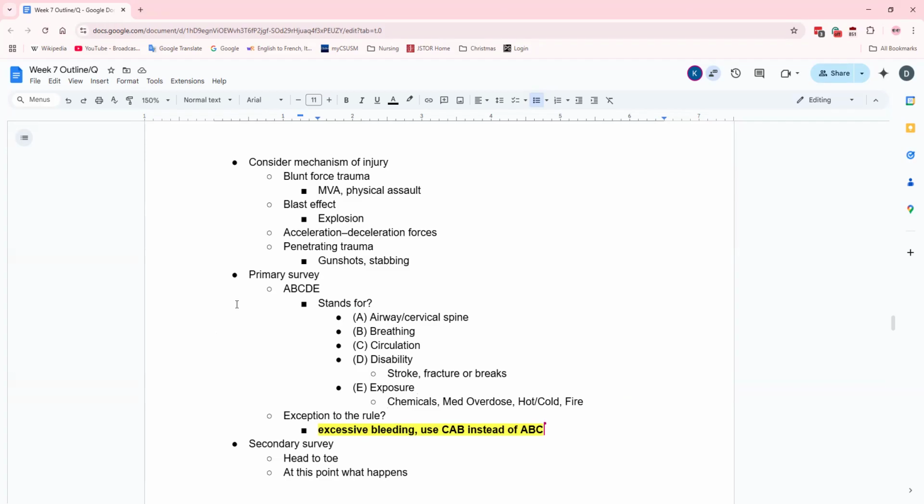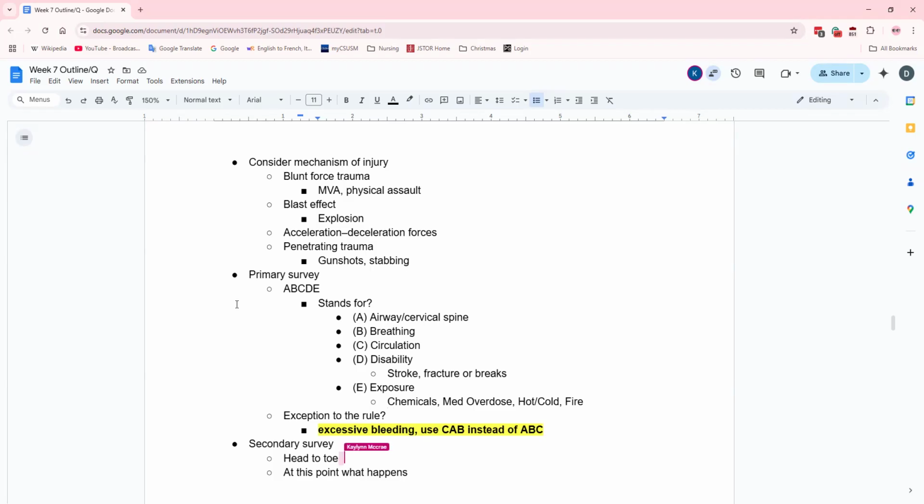So when they're excessively bleeding, we need to stabilize the bleeding. We need to stop the bleeding the best you can, tourniquet that off, and try to make sure that they are hemodynamically stable. So that would be the exception for your ABCDE. But yeah, that's all you really have to know for that part.